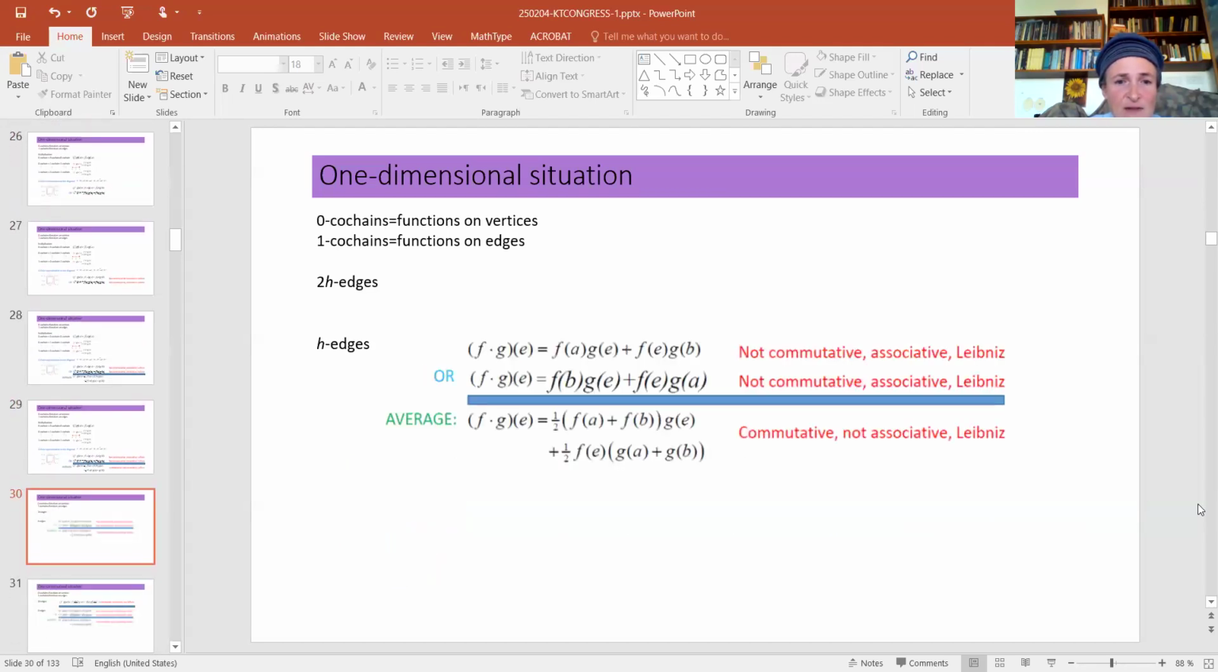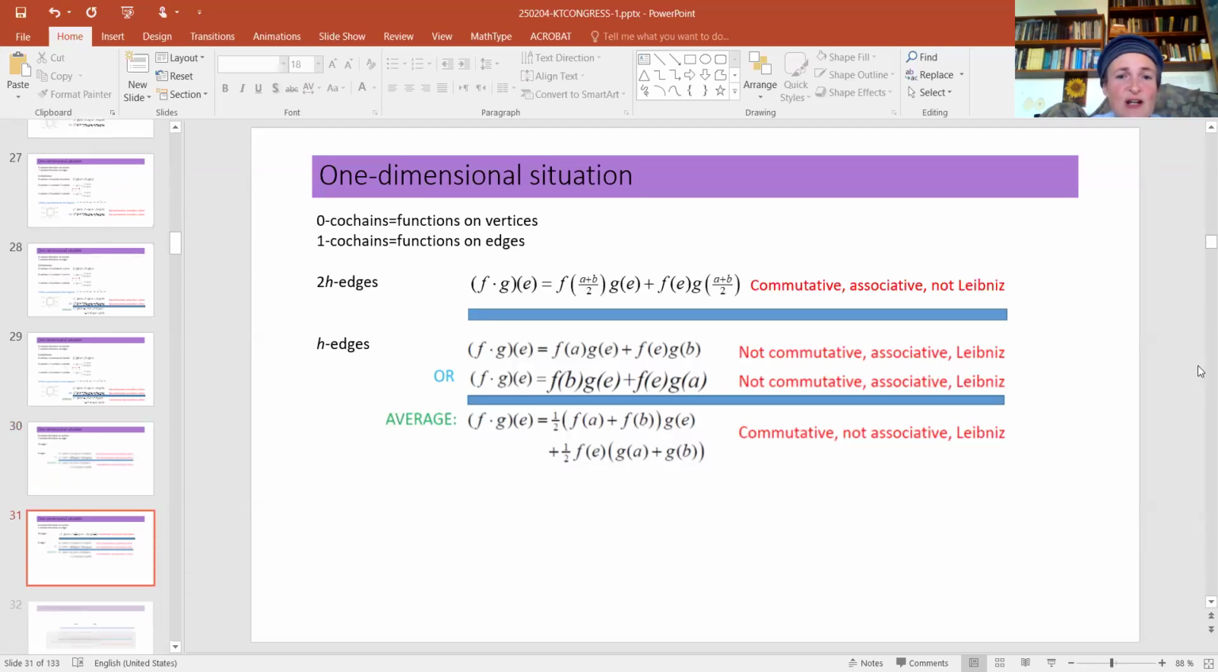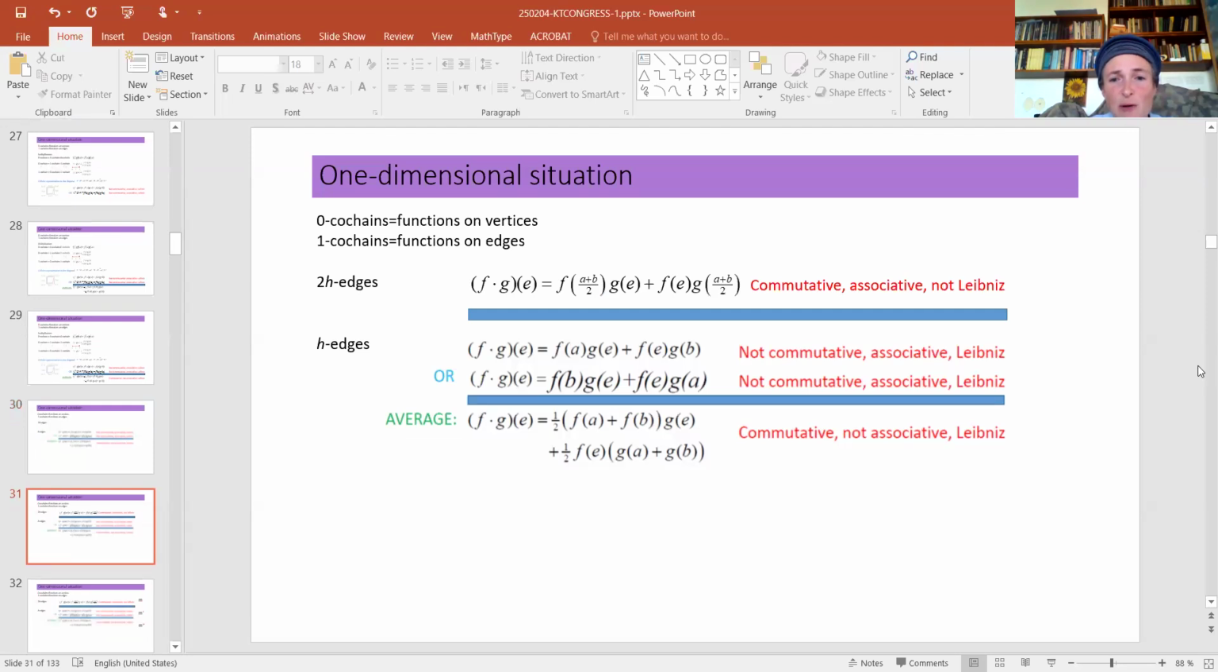And there's another story. So here I'm writing the same thing again, but it could be in higher dimensions. Another story appears if you take edges of length 2h, you could take the value at the midpoint. So that is commutative and associative, but you'll find you've lost Leibniz if you write it down precisely. So anyway, you have to miss something.